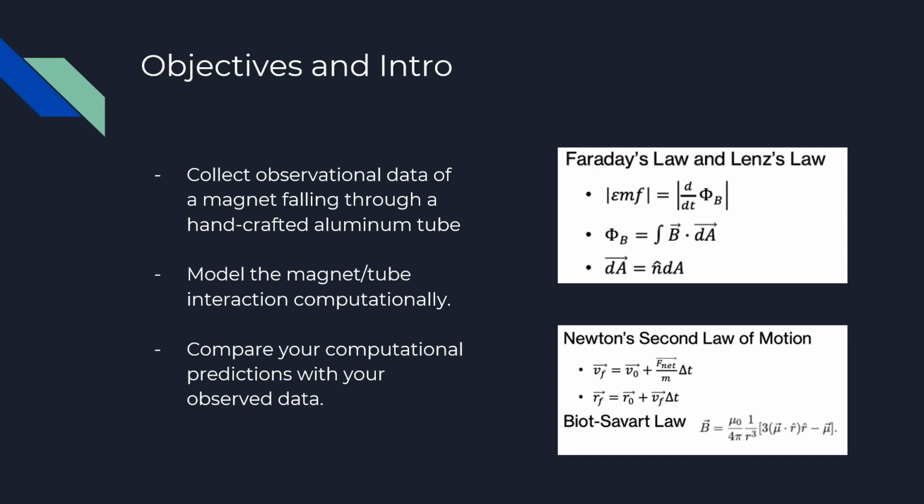that of your observed data. As you can see on the right, I've included Faraday's law and Lenz's law. This will be extremely useful throughout the experiment and requires an EMF as well as flux and the derivative of flux with respect to time. Newton's second law of motion is listed below it and relies on the velocity parameters as well as the time difference. And the Biot-Savart law gives us data which tells us more about the magnetic field.